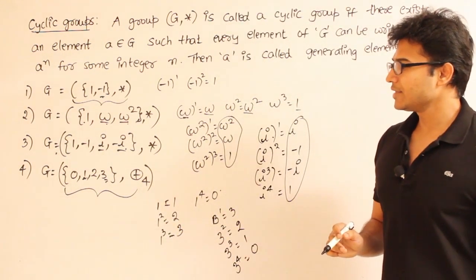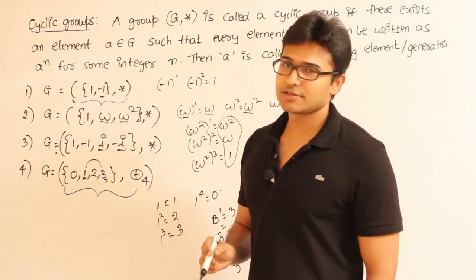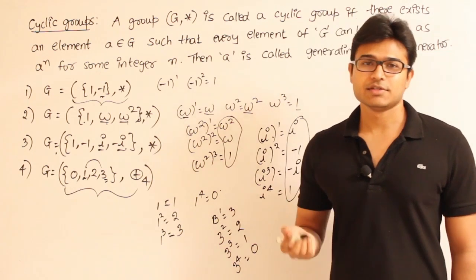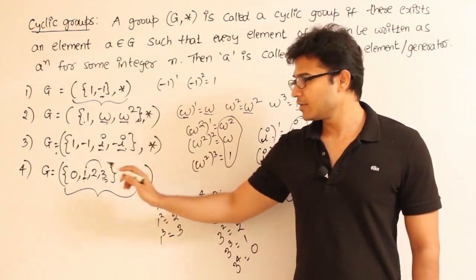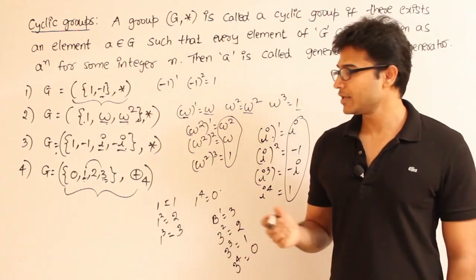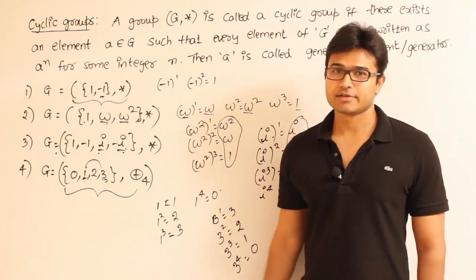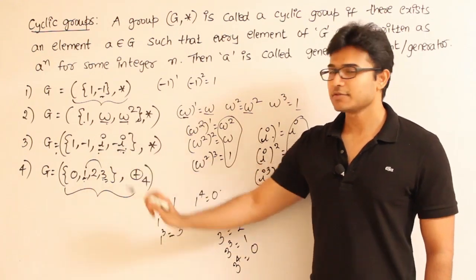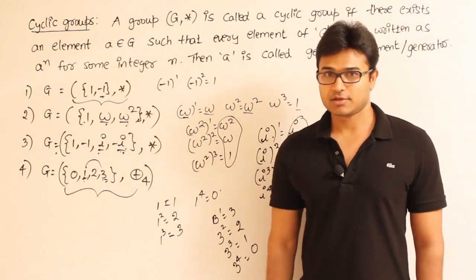So how did I guess that if 1 is a generator, 3 is also a generator? It is based on the property that if A is a generator, then A inverse will also be a generator, and we know that 1 and 3 are inverses of each other. That is why I am able to do that. Here also, if i is a generator, then i inverse is a generator, isn't it? i inverse is minus i, and similarly if omega is a generator, omega square is also a generator.